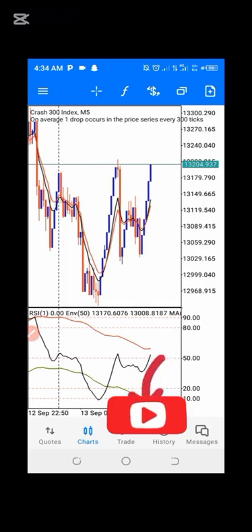So for the timing, we only use the 5 minute time frame and the 1 minute time frame, but I would advise you use the 5 minute time frame so that you can stay long in the market and it can filter your false signals for you.